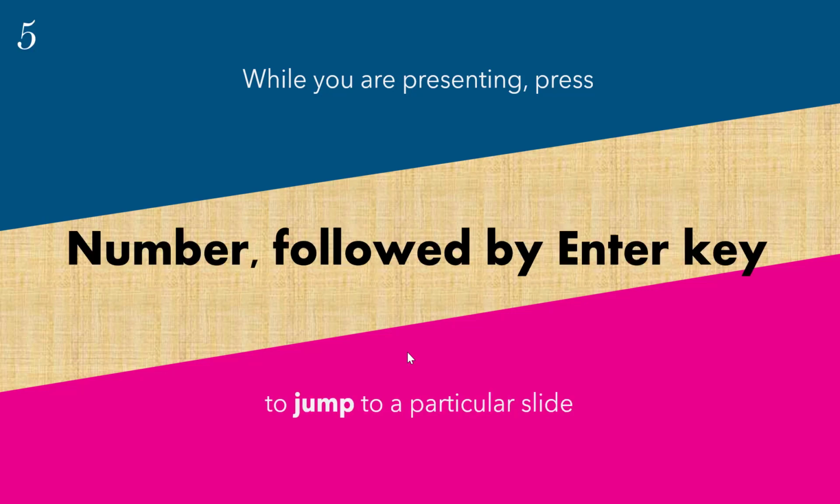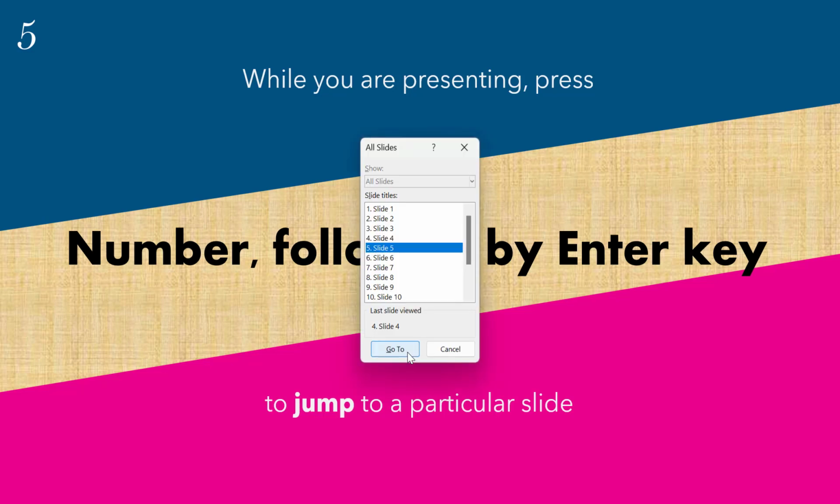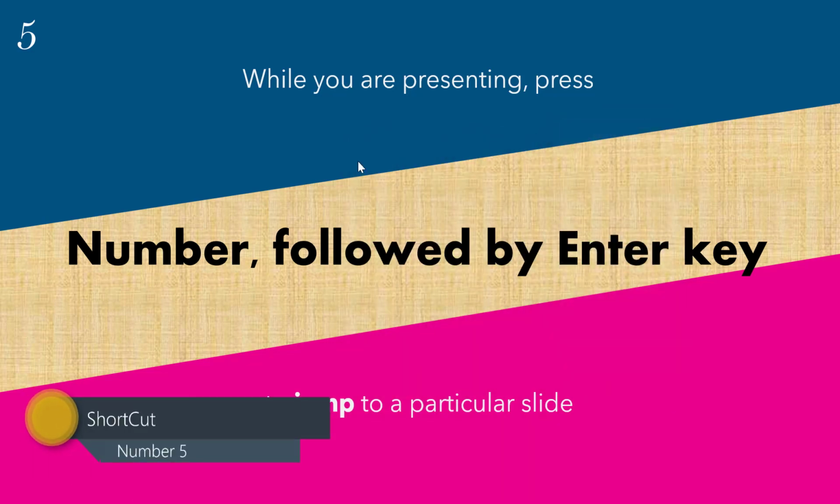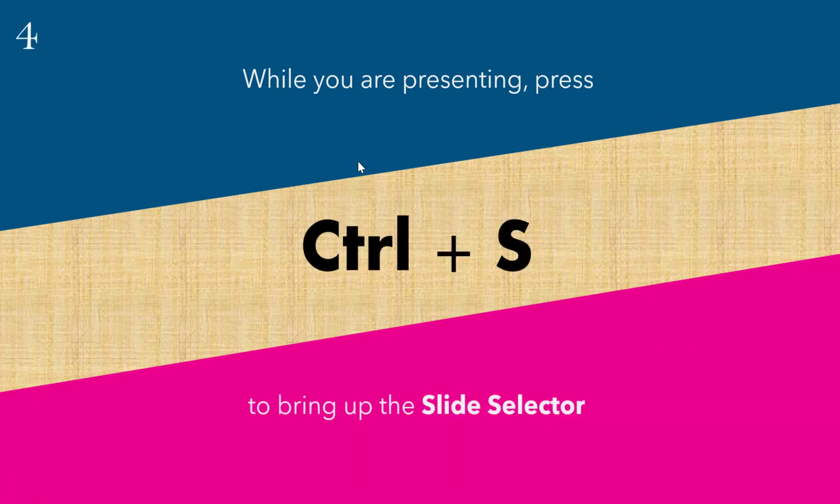Now, for instance, you don't want to use Ctrl S to navigate the slides, because you don't want your audience to see this dialog box open while you are presenting. So there is another way you can navigate to a particular slide. Let us say I want to go to slide number 4. So I'll press 4 and then hit Enter. So I'll directly jump to slide number 4.